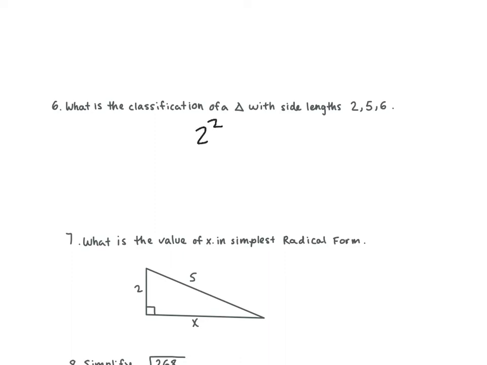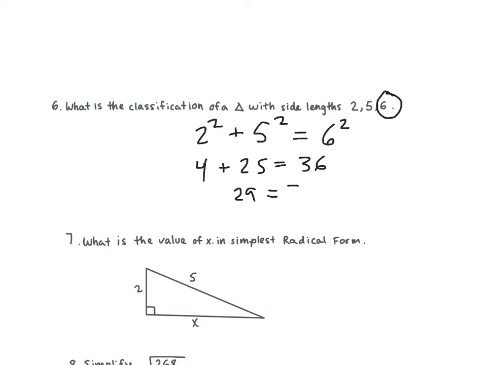So we do 2 squared plus 5 squared is equal to 6 squared. How do we know 6 was going to be our C? Because it's the biggest one. So what's 2 squared? What's 5 squared? And what's 6 squared? So 4 plus 25 is?